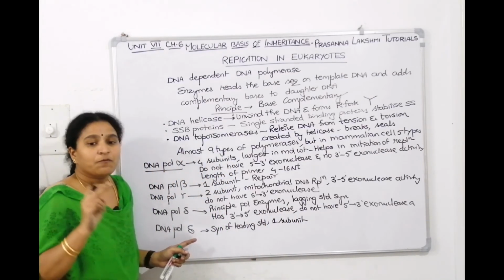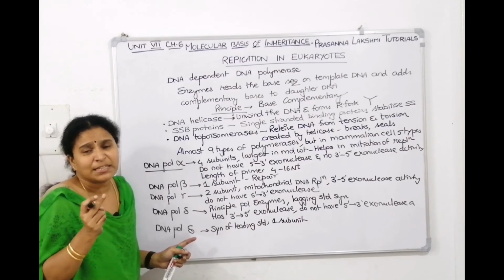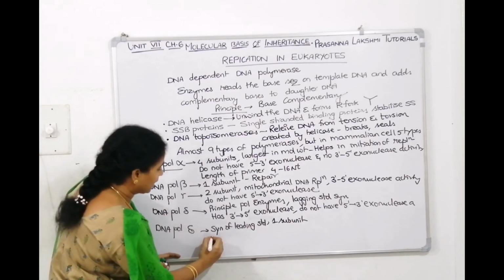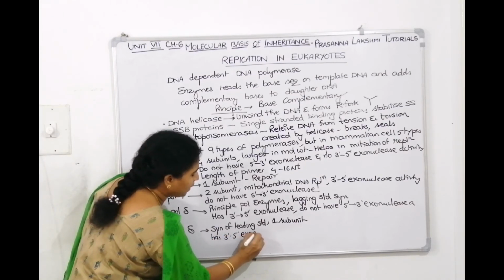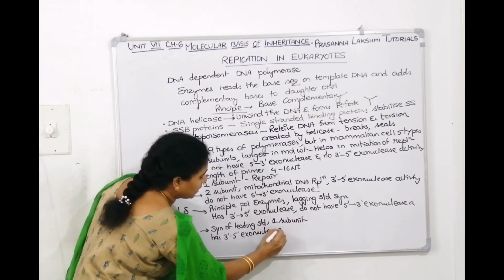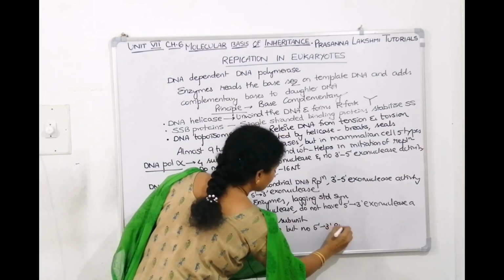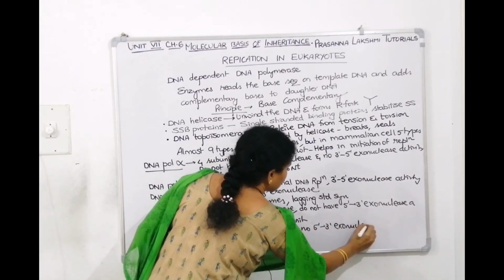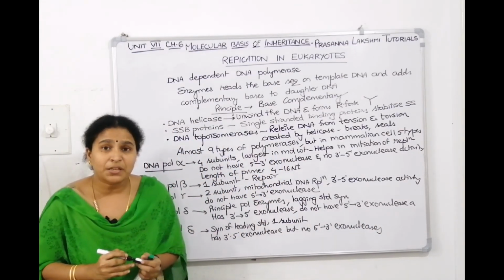It helps in synthesis of the leading strand. It also has 3' to 5' exonuclease activity, but no 5' to 3' exonuclease activity, as with all the others. So all these are the DNA dependent DNA polymerases in eukaryotes.